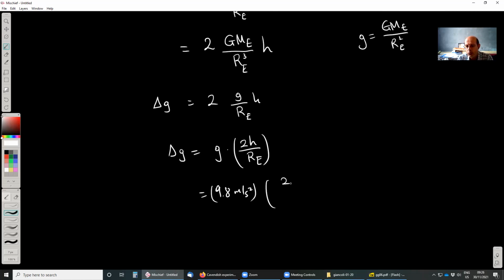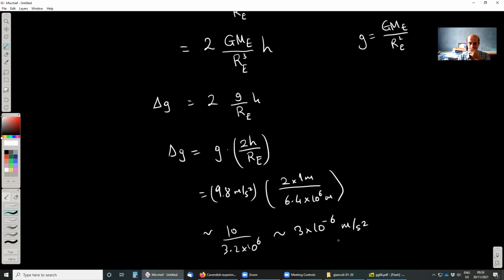So if h is like 1 meter, and the radius of the Earth is like 6.4 times 10 to the 6 meters, so that's 2 times 1, right? So I'll just take this as 10. So that's 10, and this is like 1 over 3.2 times 10 to the 6. So that's about 3 times 10 to the minus 6 meters per second squared.